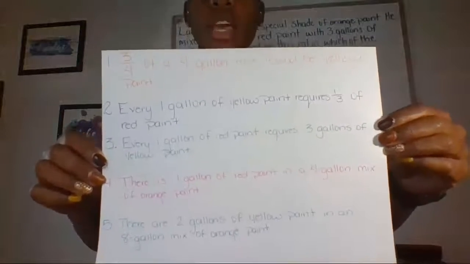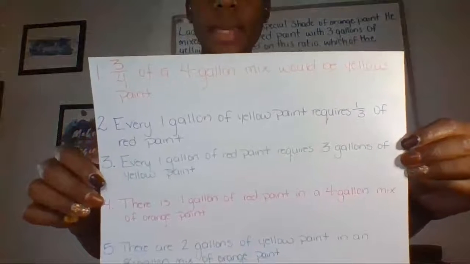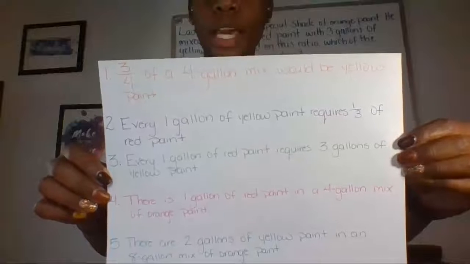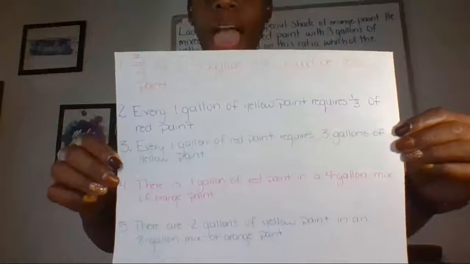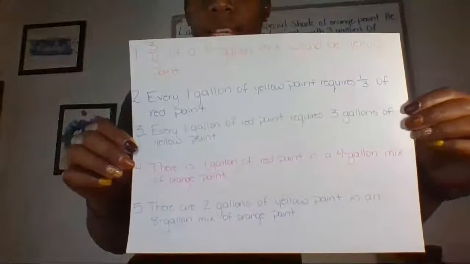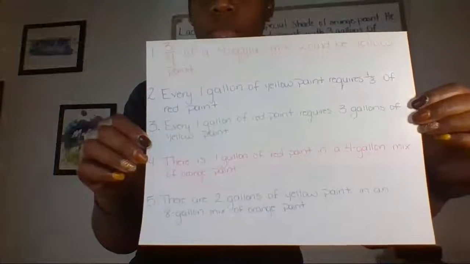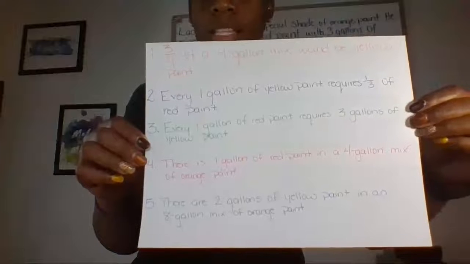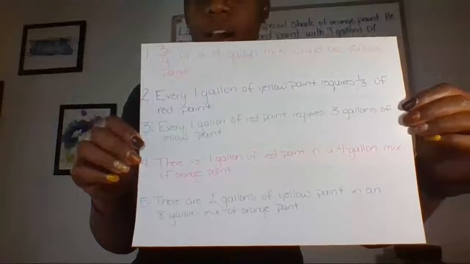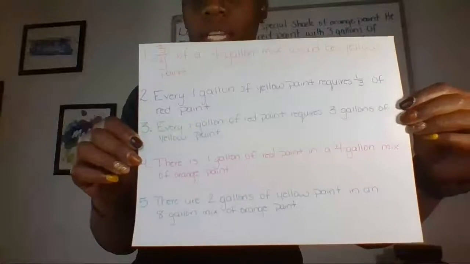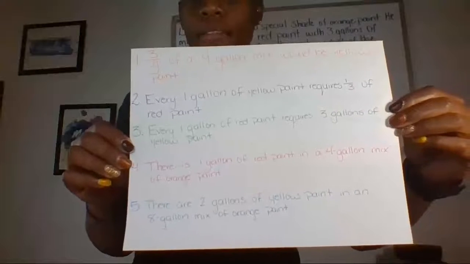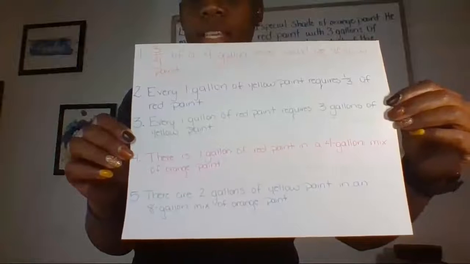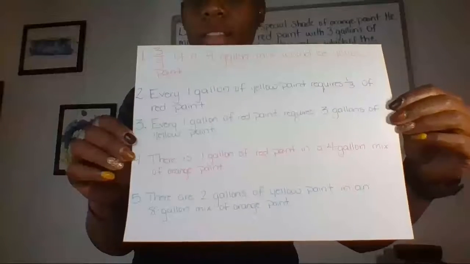So the first one reads, 3/4 of a 4-gallon mix would be yellow. Every 1 gallon of yellow paint requires 1/3 of red. Every 1 gallon of red paint requires 3 gallons of yellow paint. There is 1 gallon of red paint in a 4-gallon mix of orange, and there are 2 gallons of yellow paint in an 8-gallon mix of orange paint.